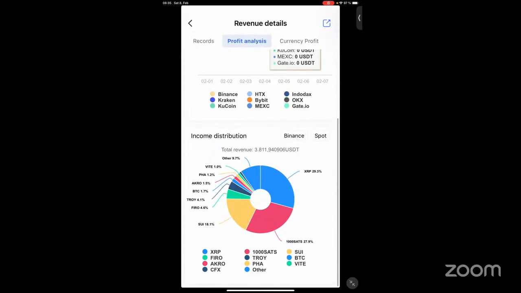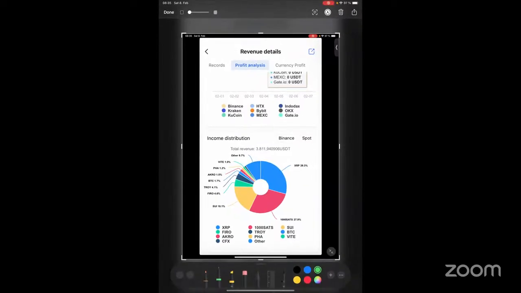So under the profit analysis, you see a beautiful graphical illustration of whatever profit you have made. Okay, so you see it in percentage terms. This is XRP 29.3, thousand sats 27.9, followed by all the other coins in that order. So of the total profit, 29% was generated from the XRP. Okay, so you see that under the profit analysis. You can also share this one with a prospect.